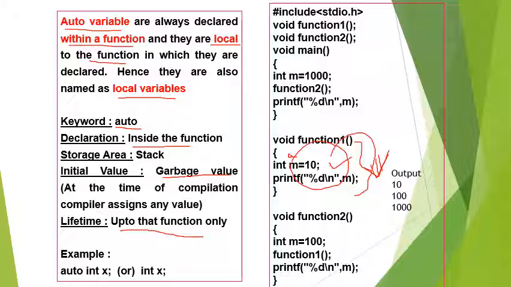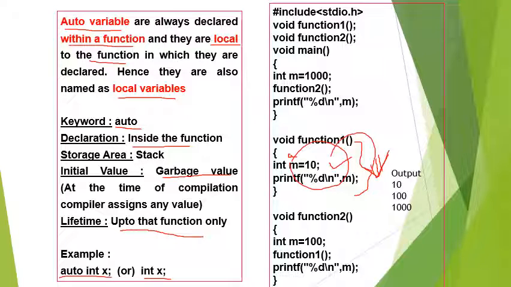So we can declare an auto variable like this: auto int x, or simply int x. If we are giving simply int x, this means it will be an auto variable or a local variable. It is called an auto or local variable. So here we can see a simple example.